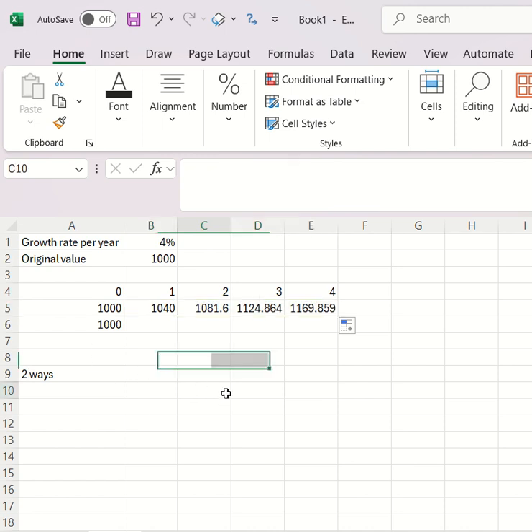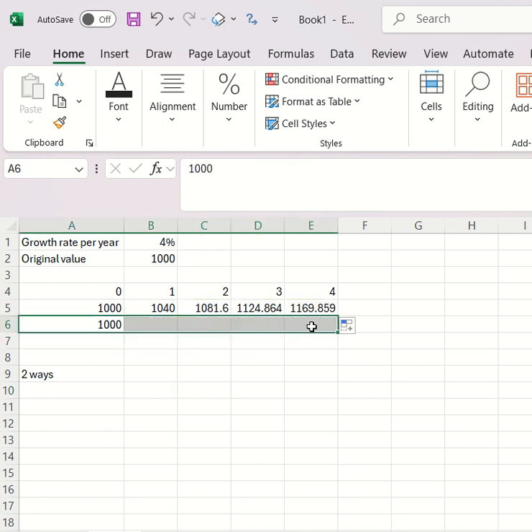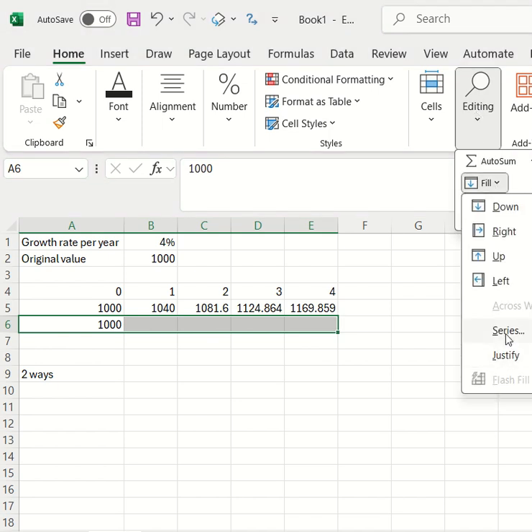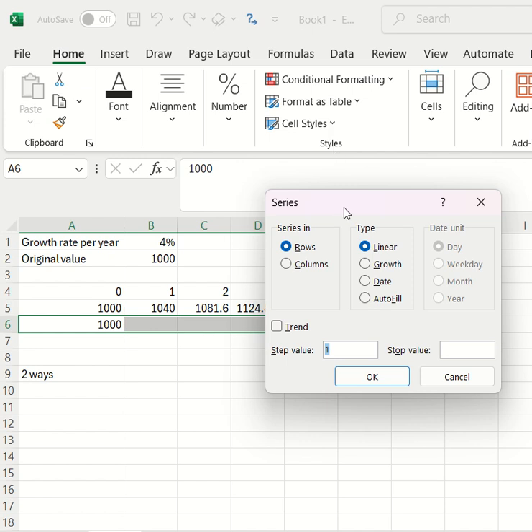Now we go to the second way. I will highlight this one and we go to this one in here. Go to Fill. Find the Series in here. In this one, that is about growth rate. So we select this one in here. And for the step value, we put 1.04. That means they increase by 4%.